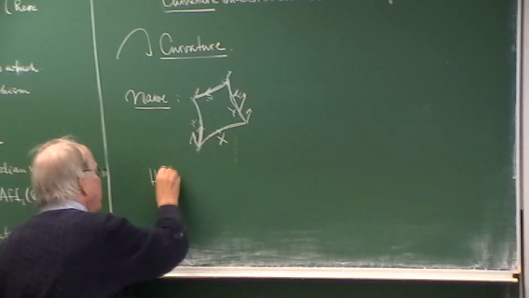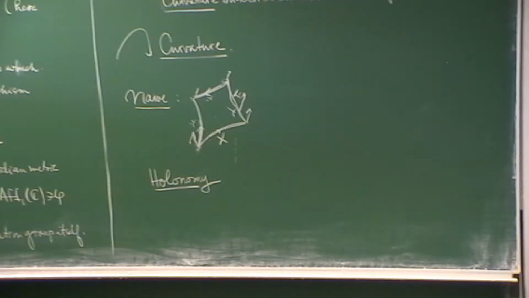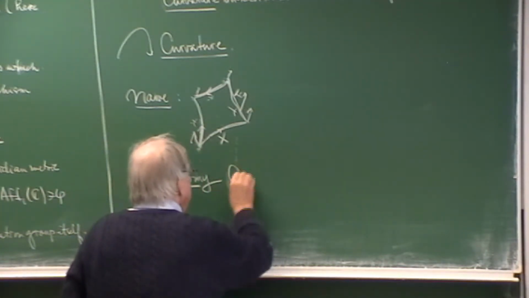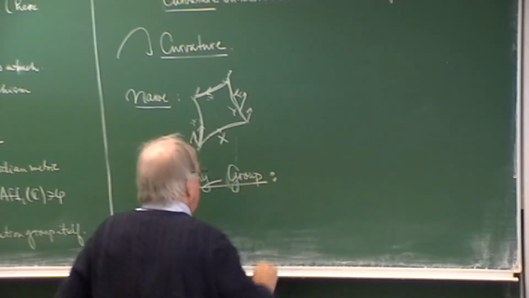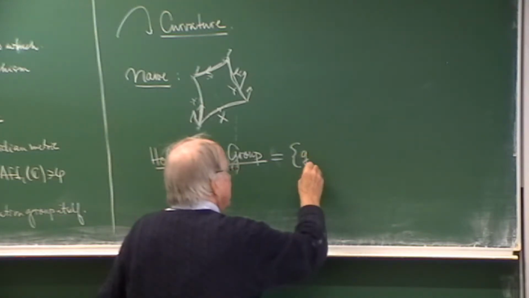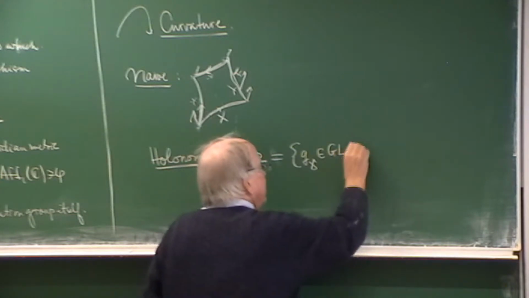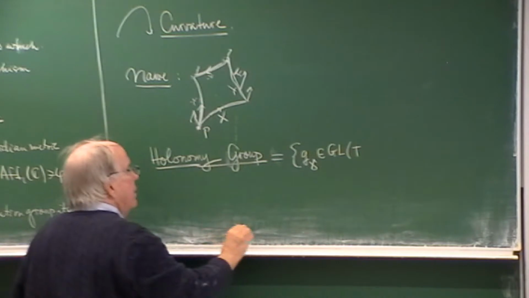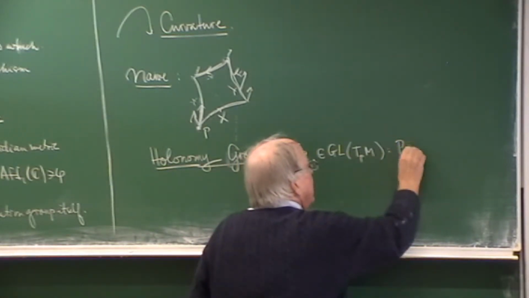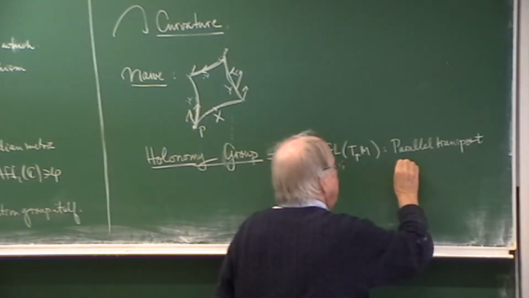So Cartan introduced a notion called holonomy. I think this is due to Cartan. It's an amazing notion. The holonomy group is equal to the set of G gamma in GL of the tangent space of a base point. So here's a base point here. GL of the tangent space of a base point, which is generated by parallel transport along gamma.